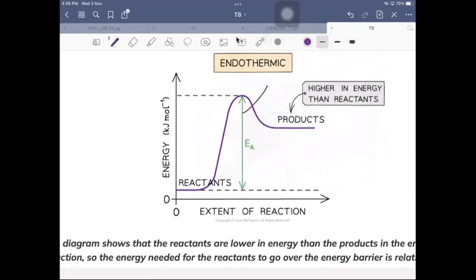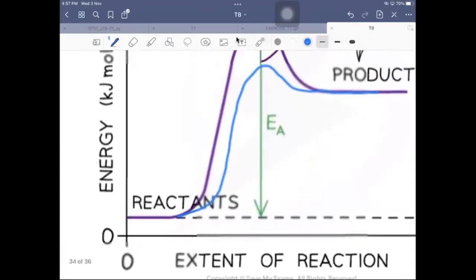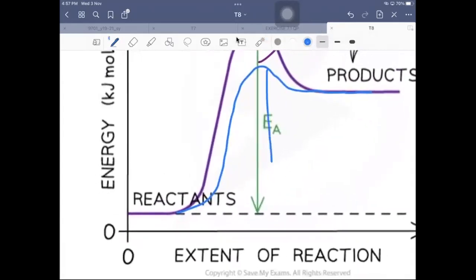EA of uncatalyzed reaction. And with the catalyst, I should have another pathway, a different route with a lower activation energy, but I cannot change the energy of the reactants and the energy of products. Okay, I'm only changing the activation energy. So that means my activation energy is now this much. EA cat.